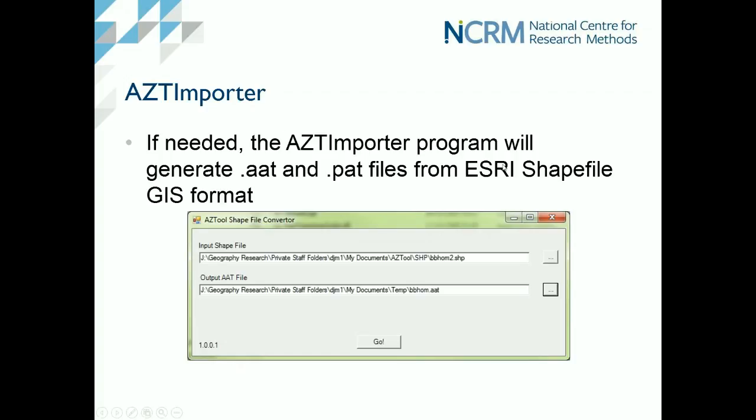If you're working from ArcGIS or indeed QGIS, any GIS software that can create a shapefile for you from your building blocks, then the second little tool that you can download from that page is a shapefile converter. You put in the shapefile, it writes out the AAT file for you, so you can actually get the contiguity matrix information. You don't have to construct it for yourself.